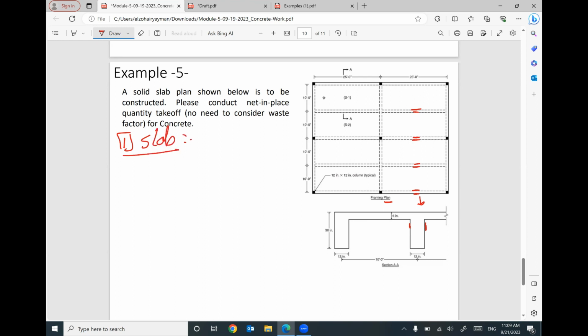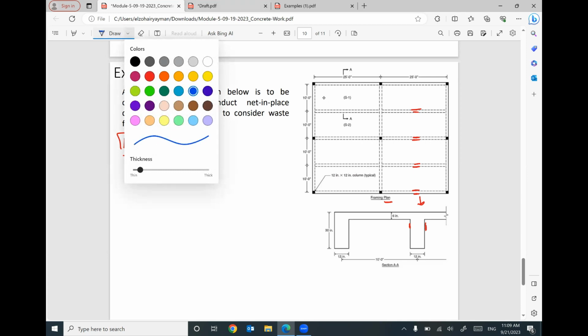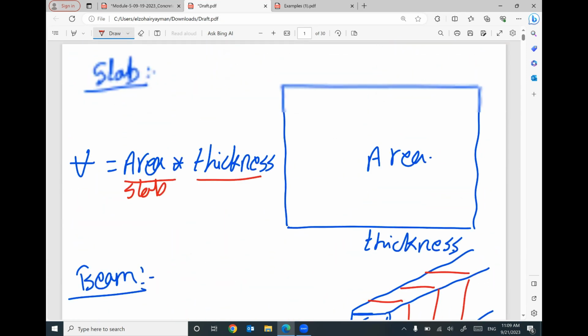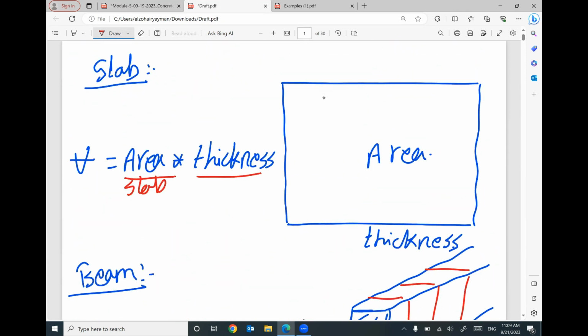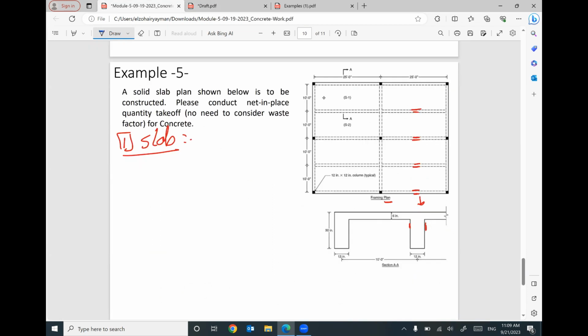Easy calculation. All you need to figure out the volume of the slab is the area of the slab times the thickness. The area of your slab can be figured out from the plan, and the thickness of this slab can be figured out from the cross section. We are given a cross section for this slab. The thickness equals 6 inch. And the volume equals area times thickness.